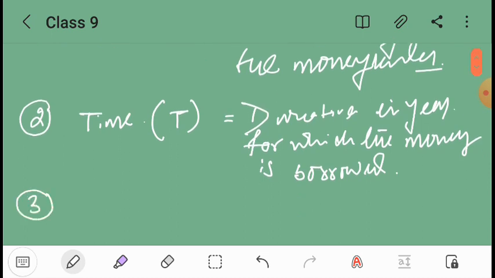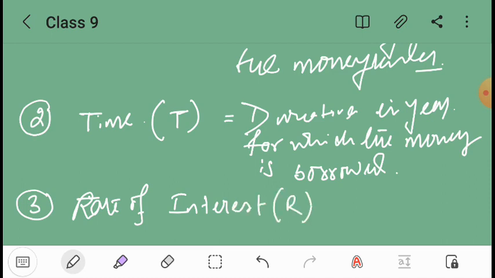The third term here is rate of interest. It's denoted by R, and this is nothing but how much interest is charged per 100 rupees. That is called the rate of interest. I hope you all know about this from simple interest, that is how it works.